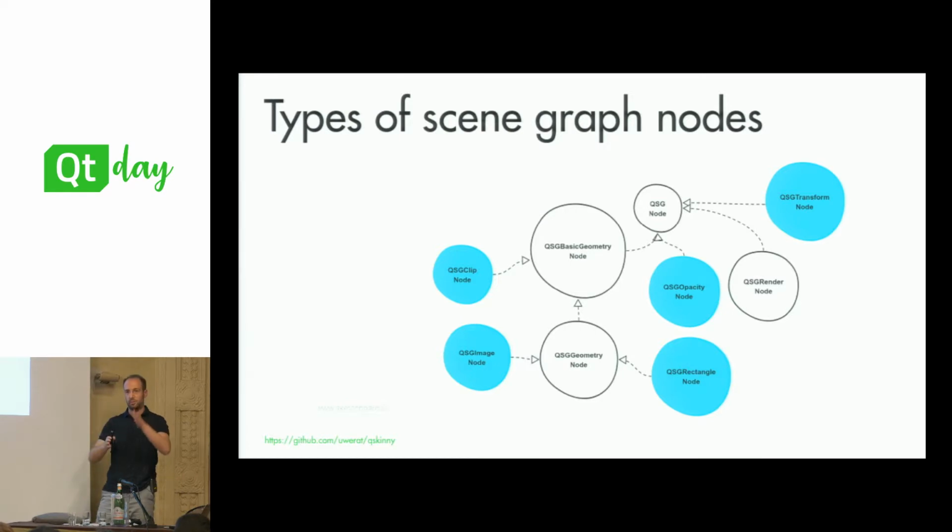Clip means you cut off the element at the bounding rectangle. Image, a texture, like an image. Transform node means you rotate the element or you locate it by X and Y position or you skew it somehow. These are the main ones, and there's a few more that I won't go into detail here. Again, this is maybe a complicated diagram. Just remember there are different types of nodes created for each QQuick item. I hope it gets clearer in a few minutes.